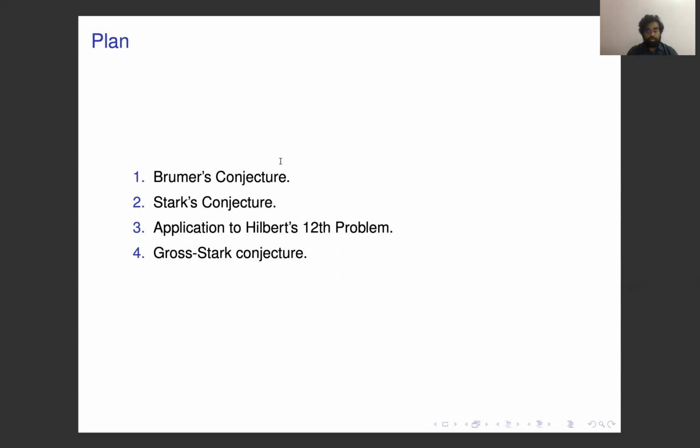And then I'll talk about the Gross-Stark conjecture and end with a reformulation of the Gross-Stark conjecture, which will motivate the tower of fields conjecture that I'm going to talk about next week. Not next week, later this week. And I'll also sketch a proof of the Gross-Stark conjecture in the second talk. Okay, so let's get into it.